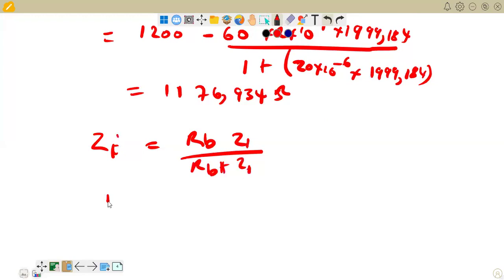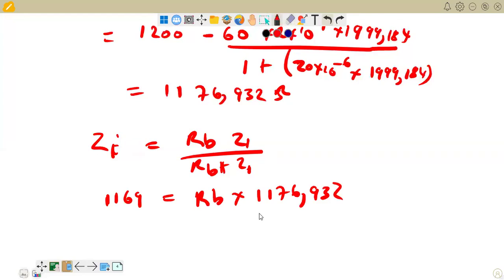So let us substitute 1,169 kilo ohm, that's 1,169, is equal to RB, the one we are looking for, multiplying Z1, which is 176,932. Sorry, I made an error there. This is 932 actually, right? So that's 932 there. Right, so let us divide it by RB. RB is the one we're looking for, plus 1176,932. Right, cross multiply again as we did with RC there.